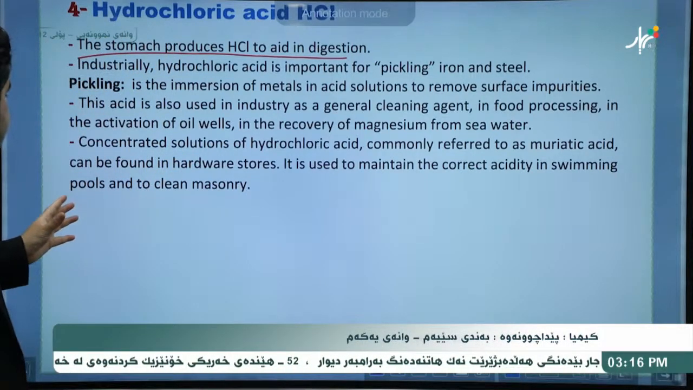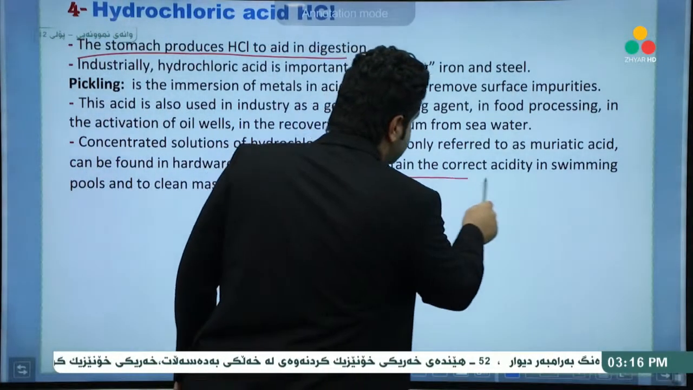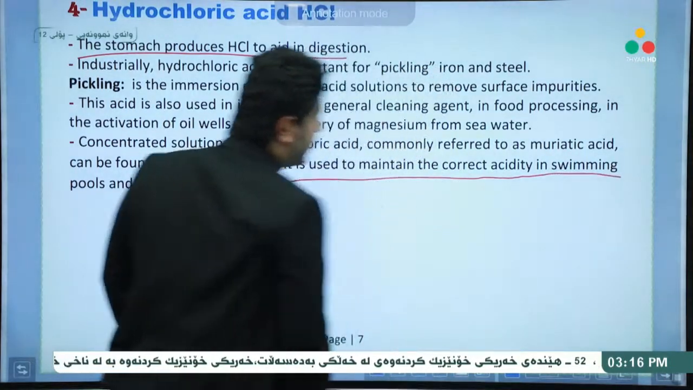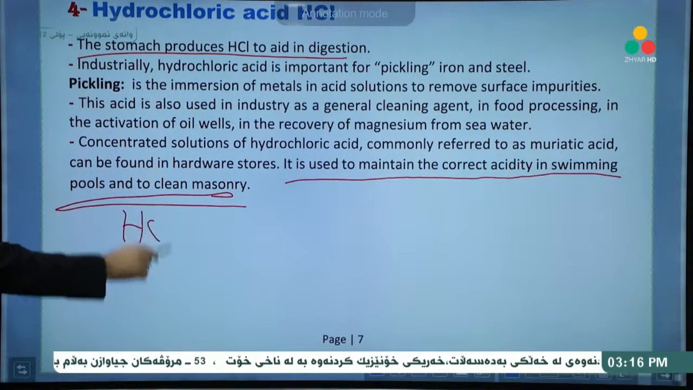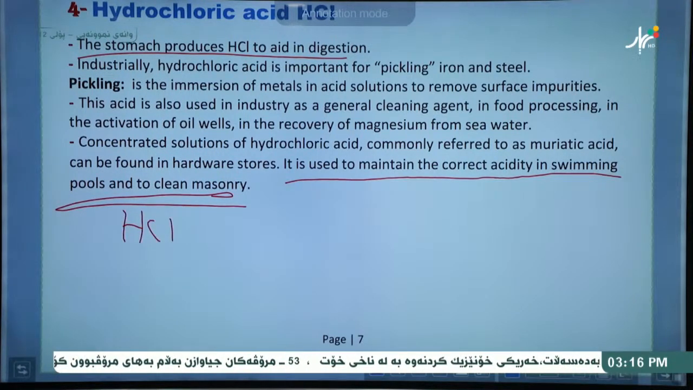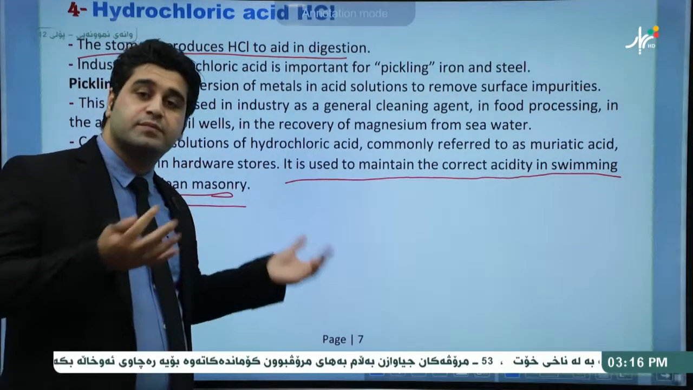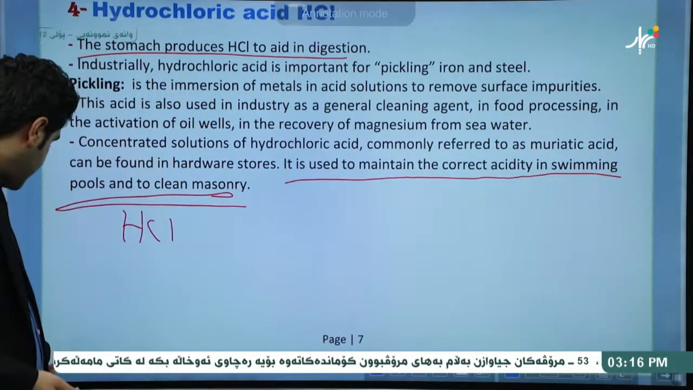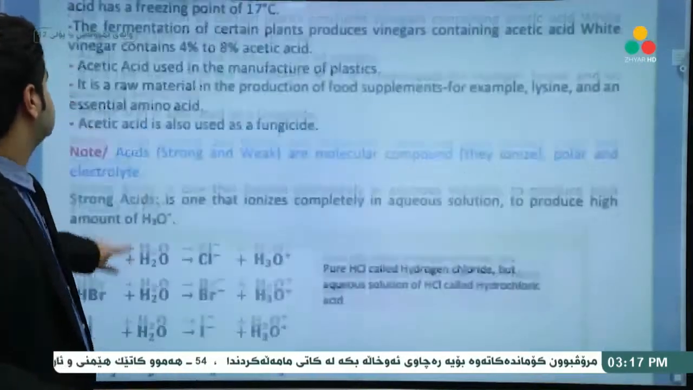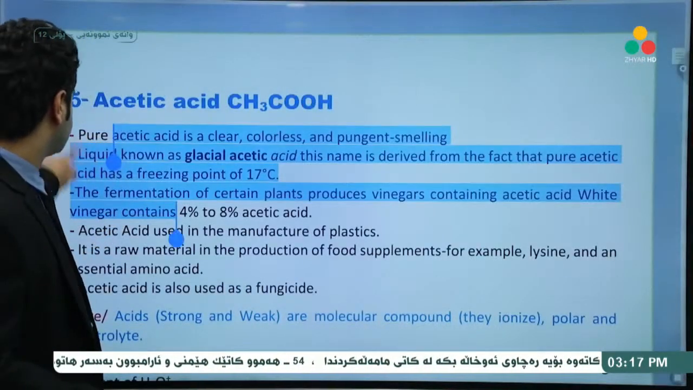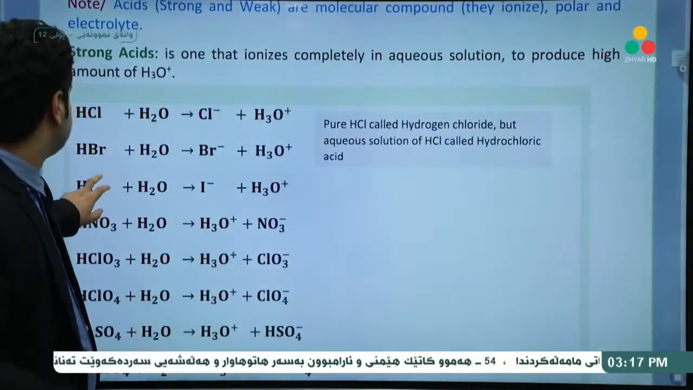What kind of acid is used in a swimming pool? Look, it is used to maintain the correct acidity in a swimming pool. HCl is used by swimming pool owners to maintain the correct acidity of their pool. So that's about some common commercial acids. Acetic acid also has some points, so please memorize them.